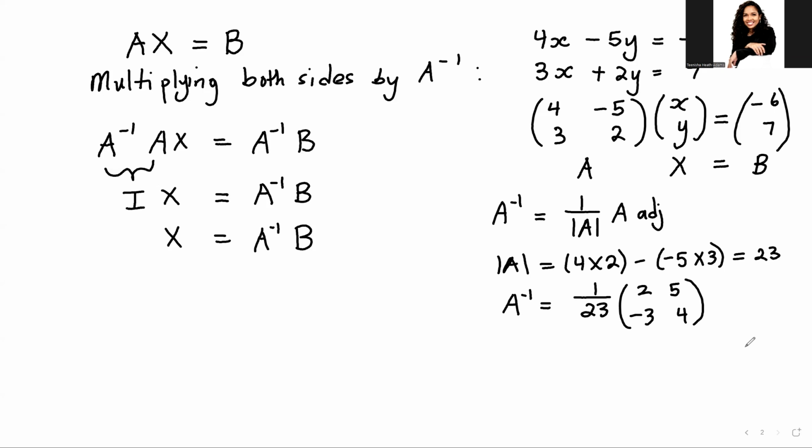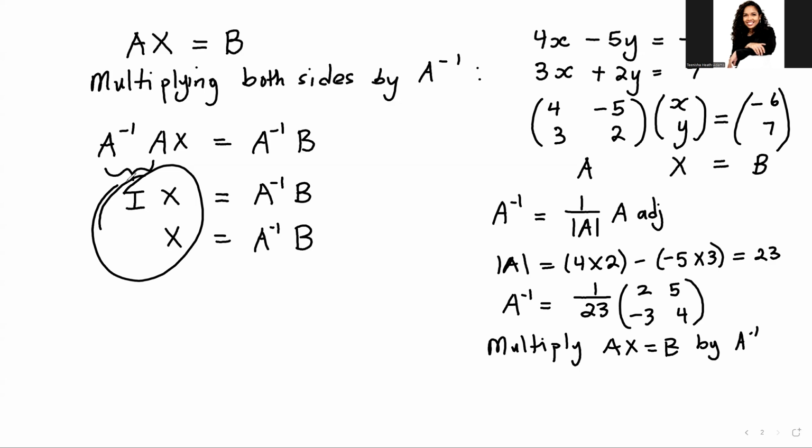If we look at what we just talked about, if I multiply A inverse by both sides of this equation, AX is equal to B, what would happen is that on the left-hand side, A inverse and A will cancel off to give you the identity matrix, which will just leave you with X. So on the left-hand side, all you're going to be left with is X, which in this case is the matrix XY, and on the right, negative 6, 7 multiplied by A inverse.